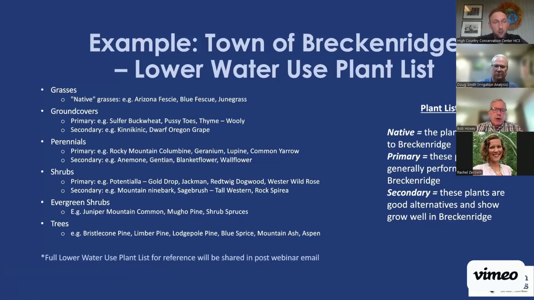But it's broken out by grasses and ground covers, perennials, shrubs, evergreen shrubs, and trees. And there's some examples of those plants in there. I see a few little typos, but that's pretty normal when you get into some of those words and some of the Latin, but don't worry about that. I think the plant list has those pretty cleaned up. But anyway, we worked with the town of Breckenridge, and again, it says lower water use. So in most cases, once established, the plants on the list will not need a lot of additional water, maybe no additional water in some cases.